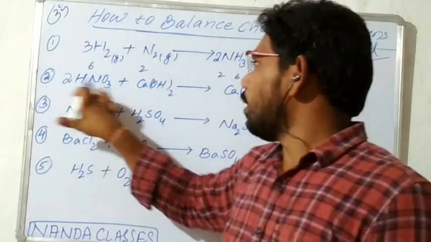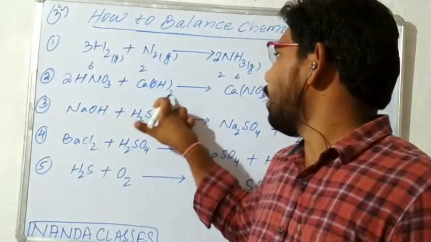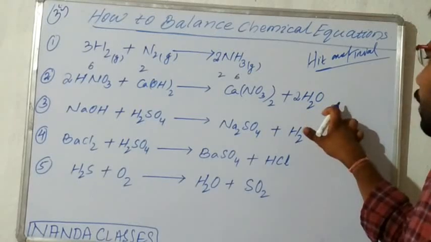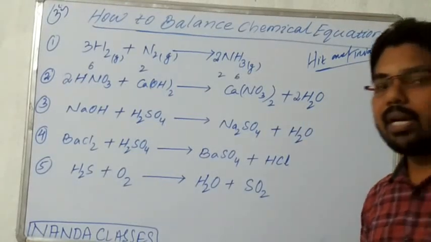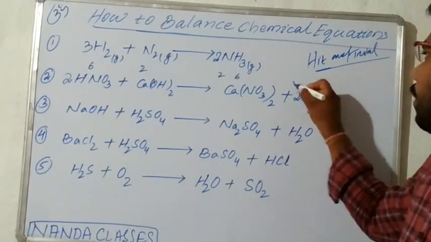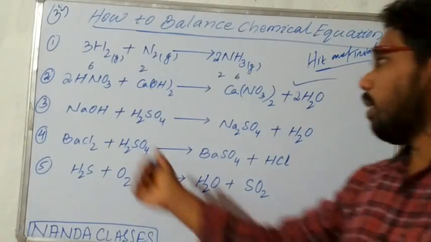Oxygens are 3 into 2, 6, plus 2, 8. And on this side, 3 into 2, 6 plus 2, 8. So now all individual elements are equal on both the reactant and product side. Now it is balanced. So next, the third example.